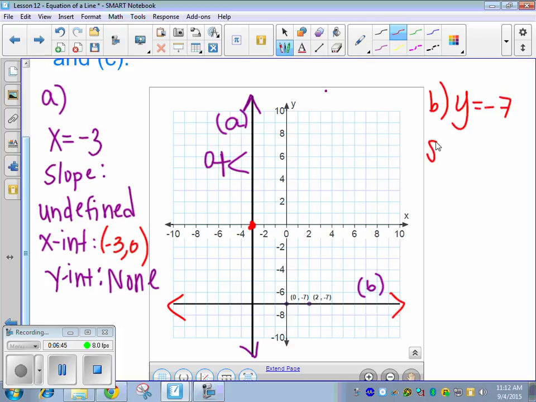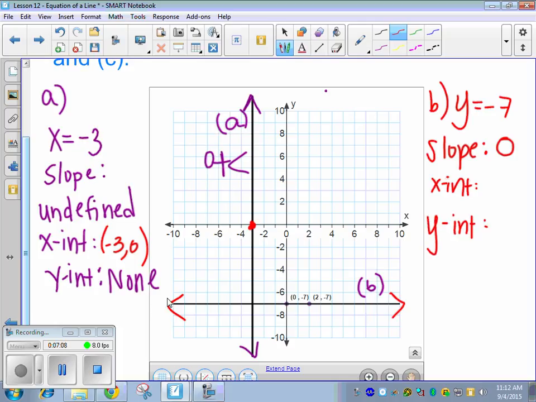Awesome. Okay, and the slope of this line, any horizontal line, has a slope of 0. Okay, you just want to memorize it. Again, the way I remember is you can't walk up a wall, and this one has no tilt, so it's 0. Okay, and then we have the x-intercept and the y-intercept.